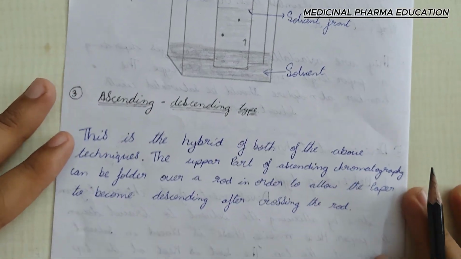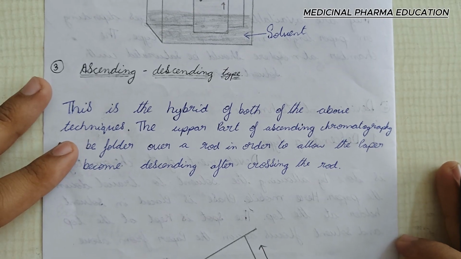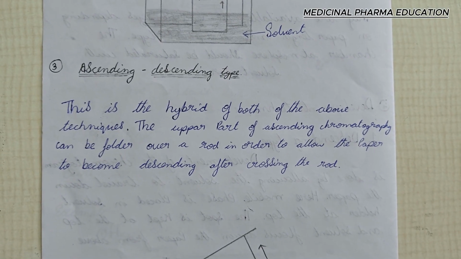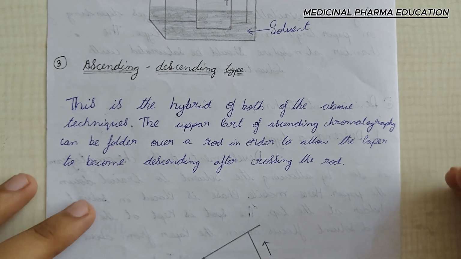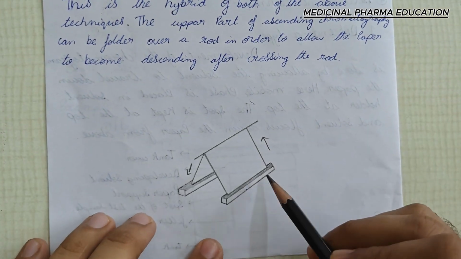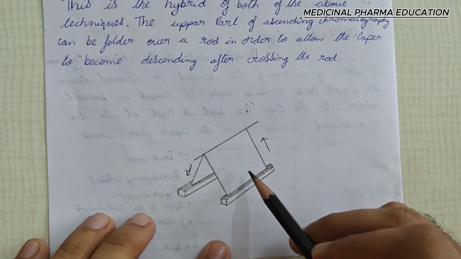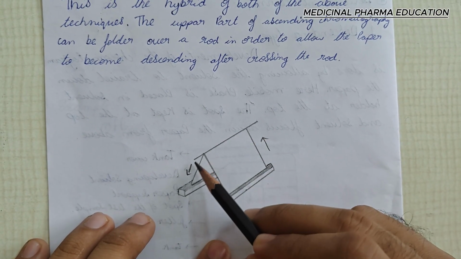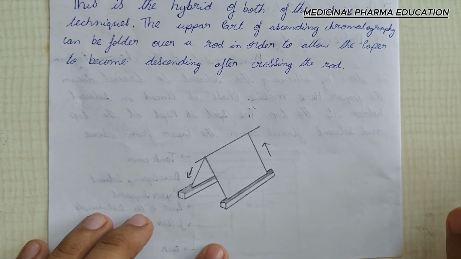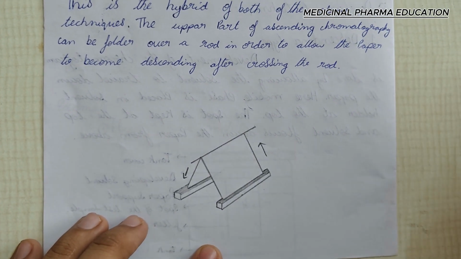Next, what is the ascending descending type? We mix both the ascending one and the descending one. This is the diagram. From here to here it is moving upward, meaning it is ascending, and then it is descending. I've drawn this diagram and it is almost correct.